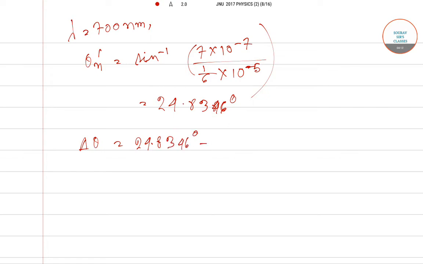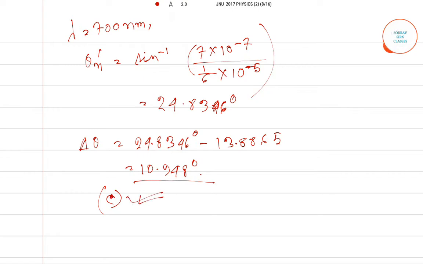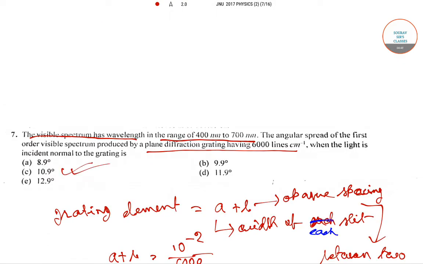So delta theta is equal to 24.8346 degree minus the previous 13.8865, which is equal to 10.948 degree. This is the delta theta. So here the angle is 10.948 degree, so answer option C is correct for this question. This is the angular spread of the first order visible spectrum.